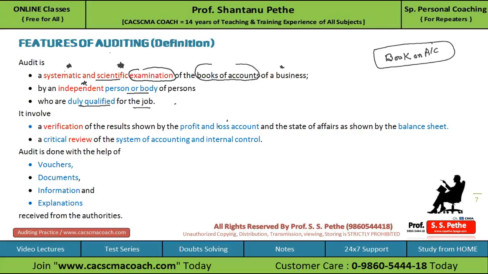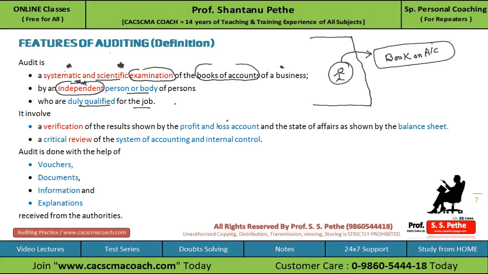And who will do this audit? It will be done by an independent person. This term is also important, independent. The person who will be doing this audit should not be connected to this business. It means he should not be an employee or in any way related to this business. So he should be an independent person. Then only he will be able to express his opinion freely.